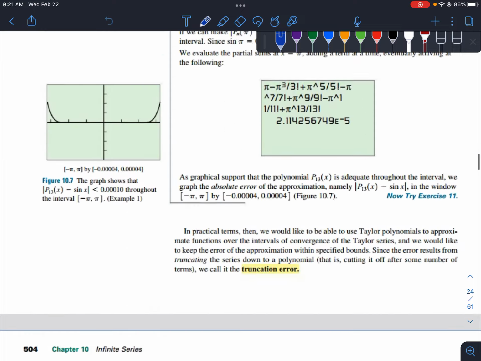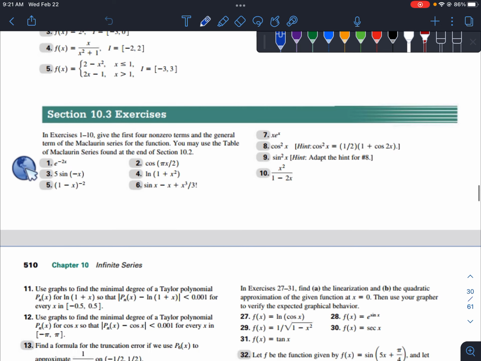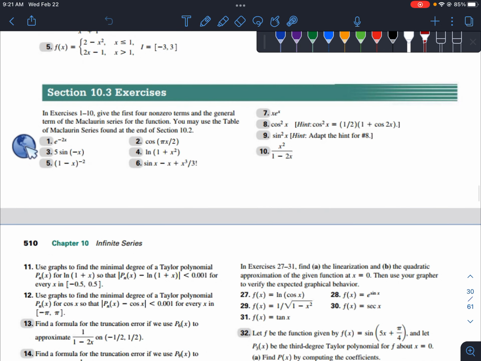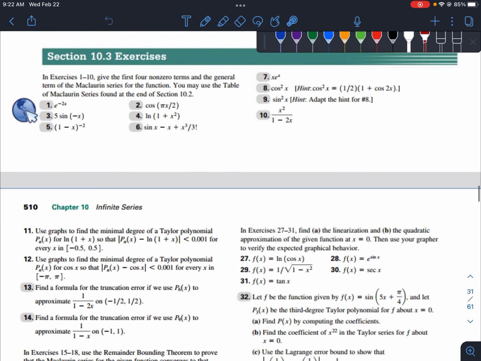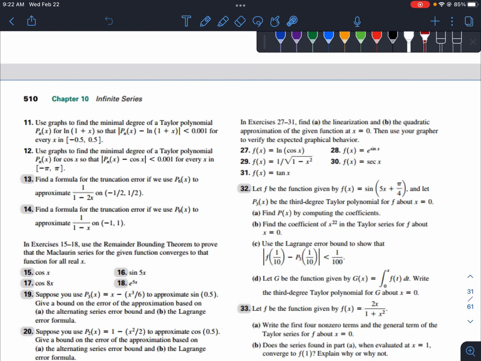So in 10.3, for 1 through 9, you're just going to use the Maclaurin series table and build out the series. You already did a little bit of that in 10.2, so that's nothing new. It doesn't really have anything to do with the Lagrange error bound. So 1, 3, 5, 7, and 9, you're just going to build out these functions into polynomial series using the Maclaurin series table.